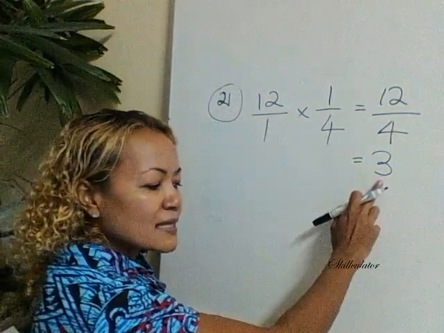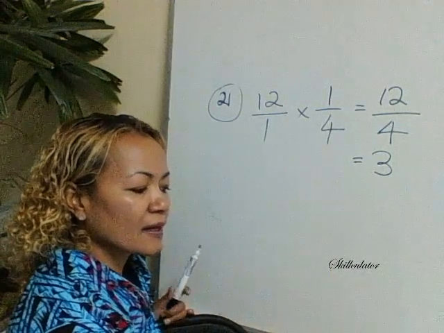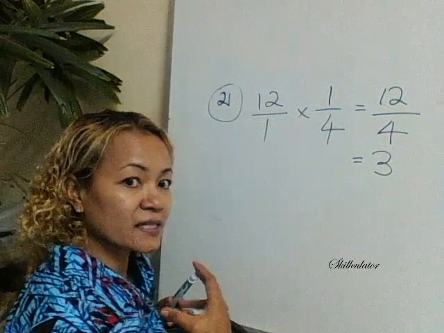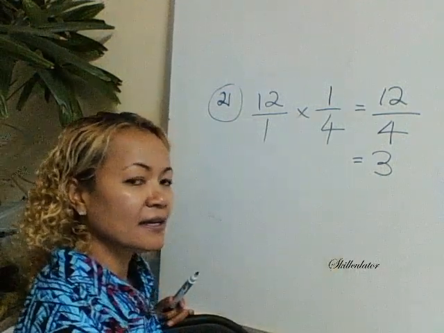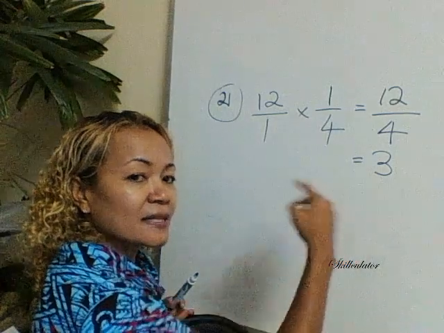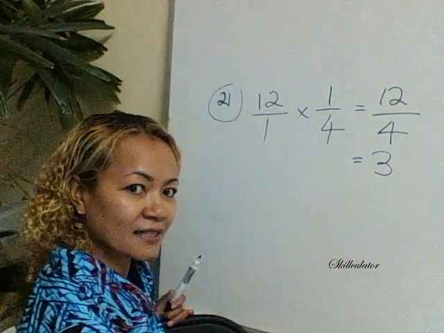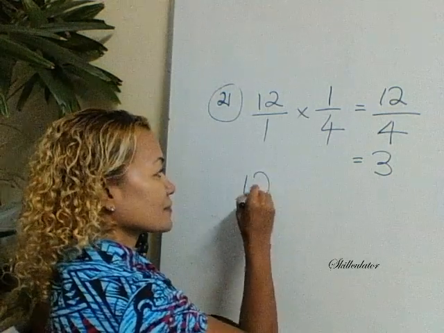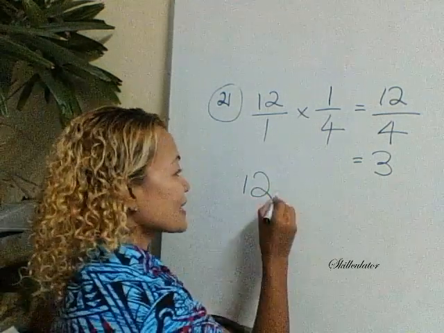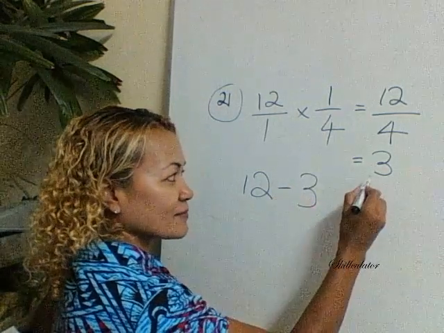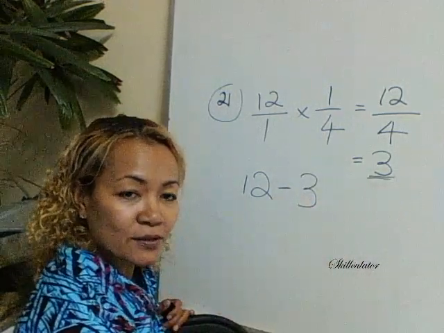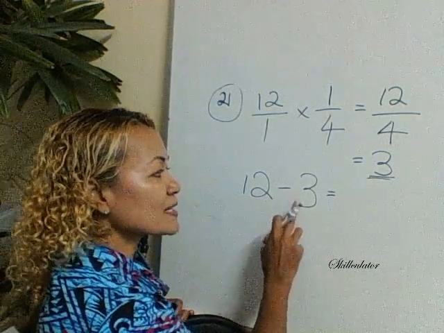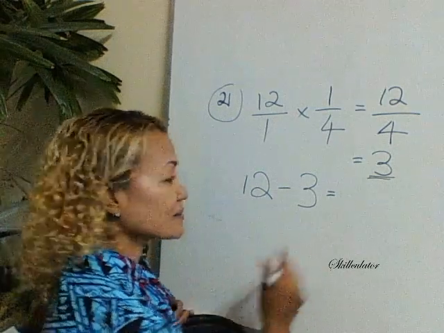So what is that number? The quarter is what he gave his sister. Not what's left with him, what he gave away. So 3 apples is what he gave away to his sister. He started off with 12. And then he gave away the 3 apples to his sister. What does he have left? 12 minus 3 is 9.